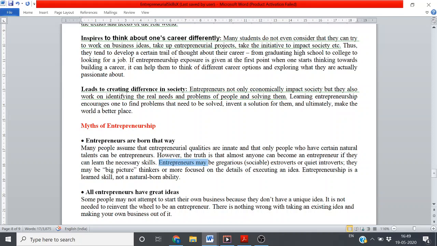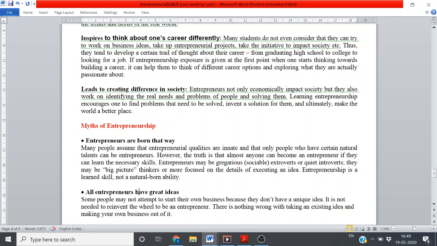Entrepreneurs may be gregarious, का मतलब होता है sociable. Entrepreneurs या तो sociable हो सकते हैं या sociable नहीं भी हो सकते. नहीं का मतलब कि introvert, या तो वह extroverts होते हैं. Extrovert मतलब कि बाहर आके मिलना, society के साथ बातें करना. Introvert means कि बाहर आके मिलना नहीं, अपने में रहना. So anyone can be an entrepreneur, whether the person is sociable, that means extrovert, or an introvert person.